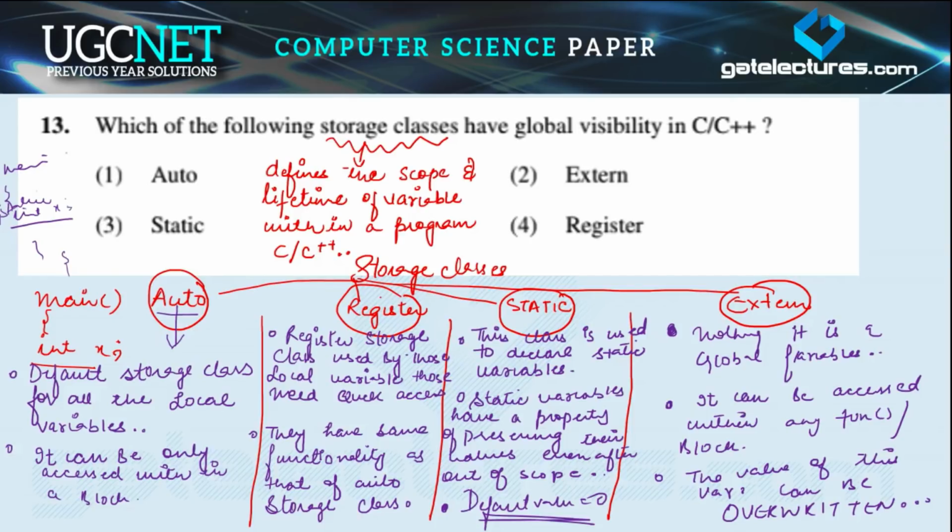So now come to the question: which of the following storage classes have global visibility in C and C++? Global visibility is only possible in the external storage class, we already discussed. So the correct answer is option 2, right? And here I'm writing the short note for all the storage classes, because in the exam this question has already come 2 or 3 times, so I just write very short points so that you can easily answer this kind of question, right?